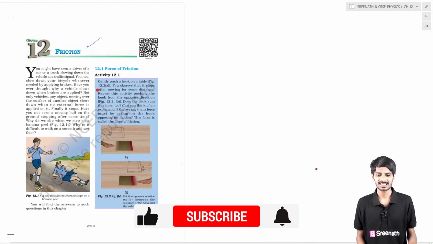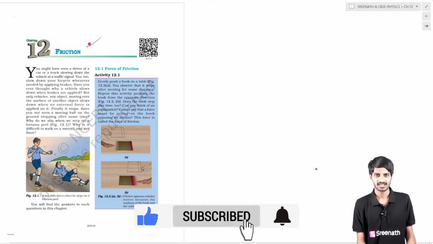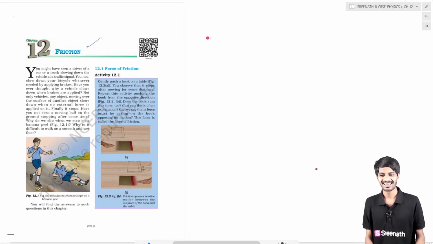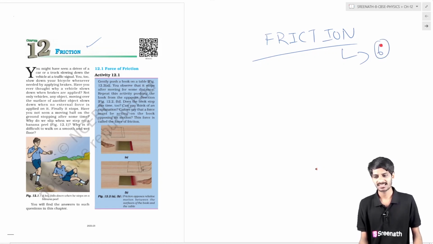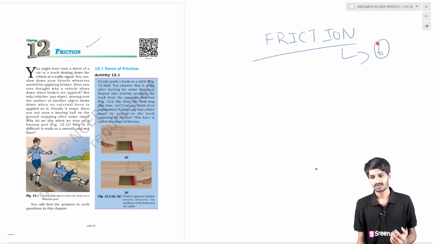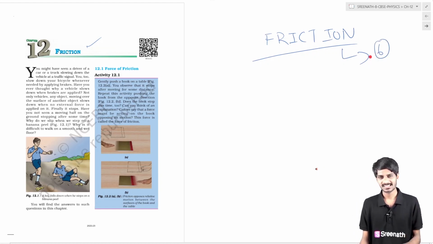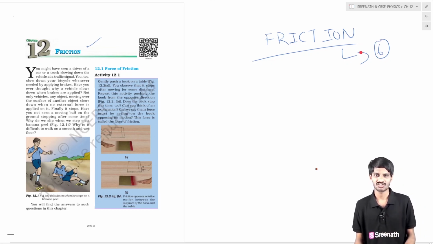Now we will discuss this 12th chapter. In the beginning, we are going to have an overview of all the topics in this chapter, and after that we will discuss each topic in detail. What is the chapter name? The chapter name is friction. How many topics are we having in this chapter? We are having 6 topics in this chapter. First, we are going to have an overview of all the 6 topics. Later, we will discuss each topic in detail.